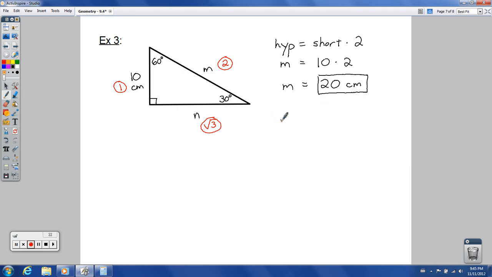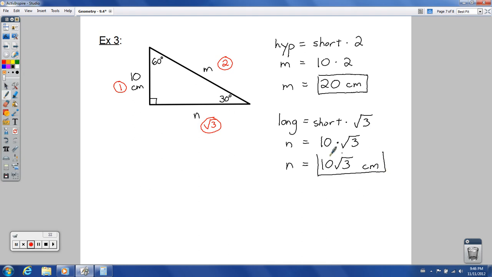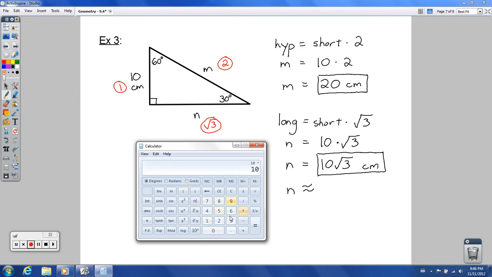And to find the long is the short times radical 3. And again, here the short was 10, so I just plug in 10. And we have the long is, we're labeling that with an N. So this is the square root of 3, or radical 3, times bigger. You just leave it like that, 10 times radical 3 centimeters. If you approximate that as a decimal, put that into a calculator, N is approximately 10 times the square root of 3, which is about 17.32.